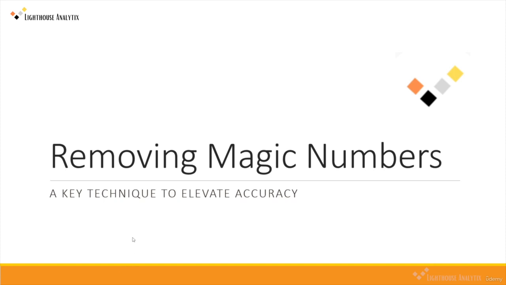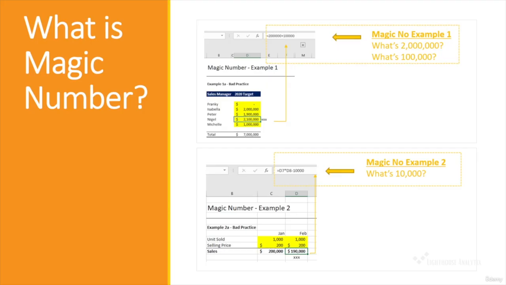In this lecture, we will explore the concept of removing magic numbers, which is another key technique to elevate accuracy. Let's begin with the definition. What is a magic number? Magic numbers are numbers that appear without any audit trail or explanation within a formula.